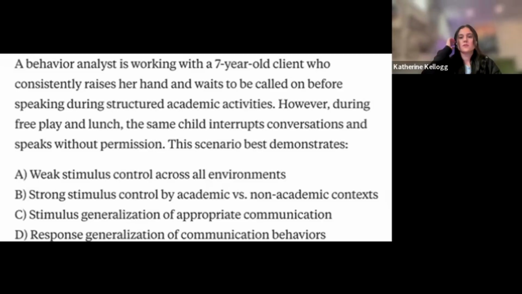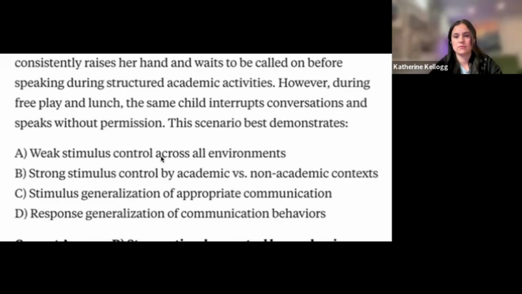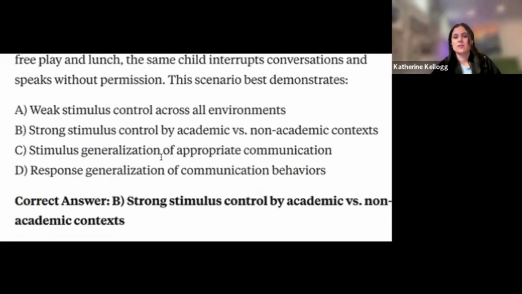For this practice question, a behavior analyst is working with a 7-year-old client who consistently raises her hand and waits to be called on before speaking during structured academic activities. However, during free play and lunch, the same child interrupts conversations and speaks without permission. This scenario best demonstrates what? This is strong stimulus control by academic versus non-academic context. So the student has learned that hand-raising is the appropriate behavior to engage in, while free play and lunch contexts function as different stimuli and do not evoke the same response.